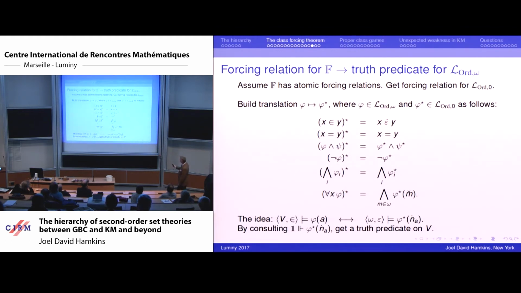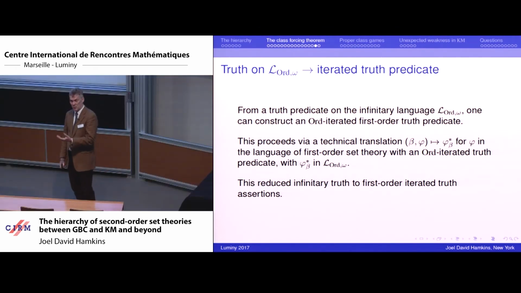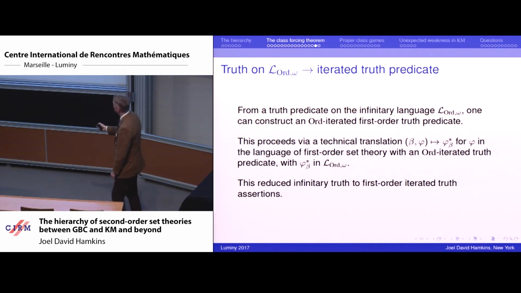I'm sorry, this should say truth predicate. We're building a truth predicate on V, that's the goal. I think what I wrote here isn't what I meant, but what I wrote here is what I meant. Okay, so now if you have a truth predicate on the infinitary language, then it turns out you can make an iterated truth predicate for first order truth. So this is another translation that we define. So what is an ORD iterated first order truth predicate?